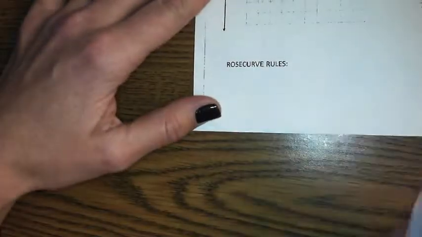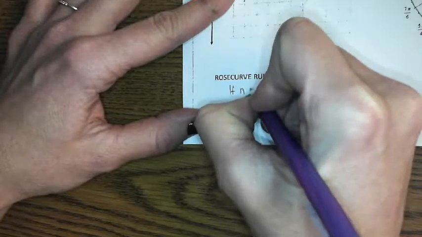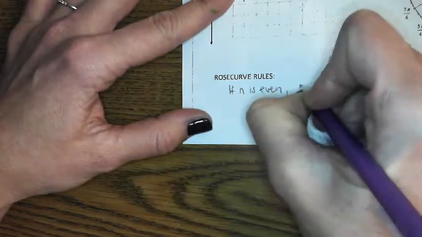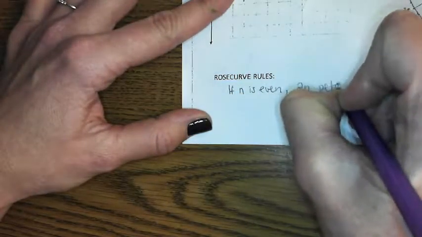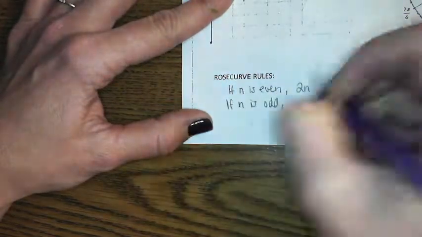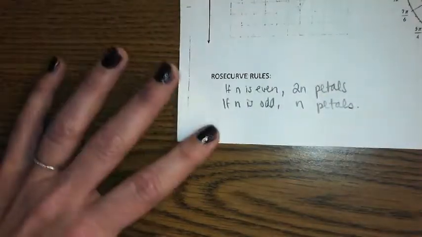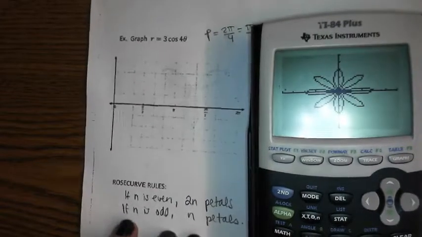So your rose curve rules are as simple as: if n is even, we have 2n petals. And if n is odd, we have n petals. And there was my cheat for the last one.